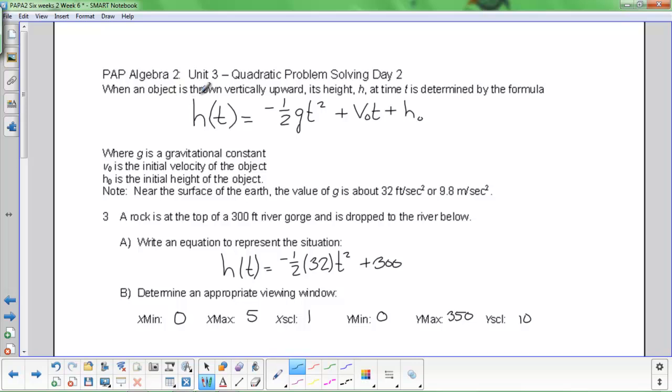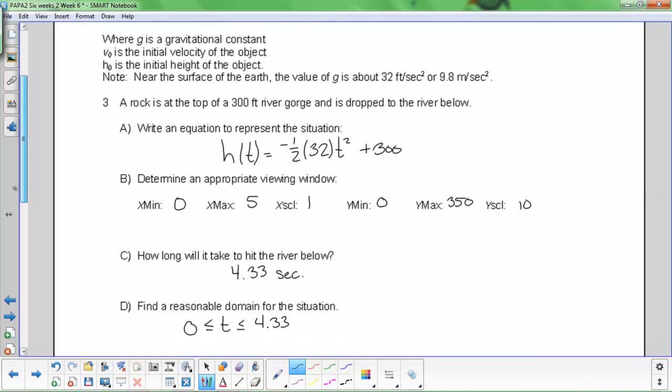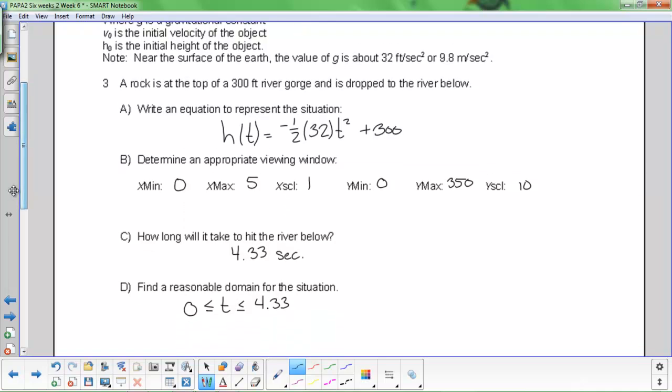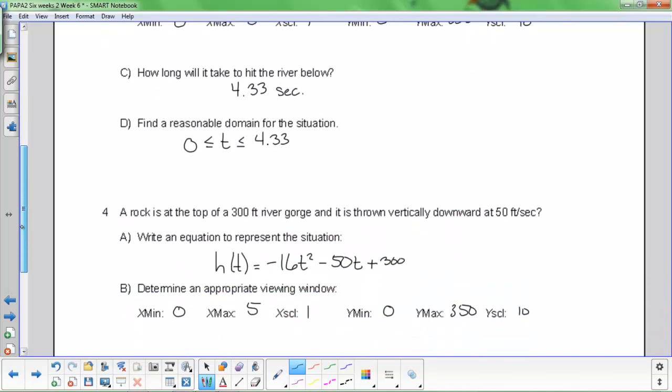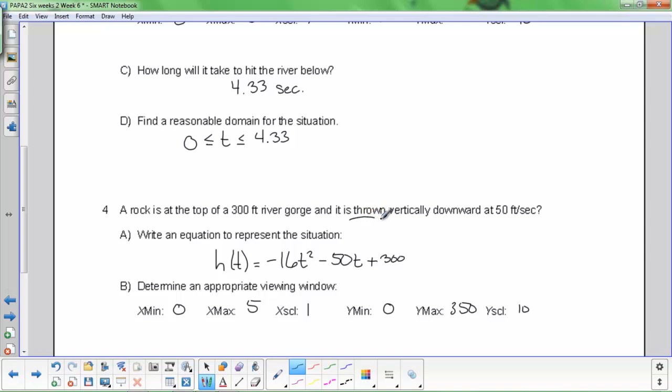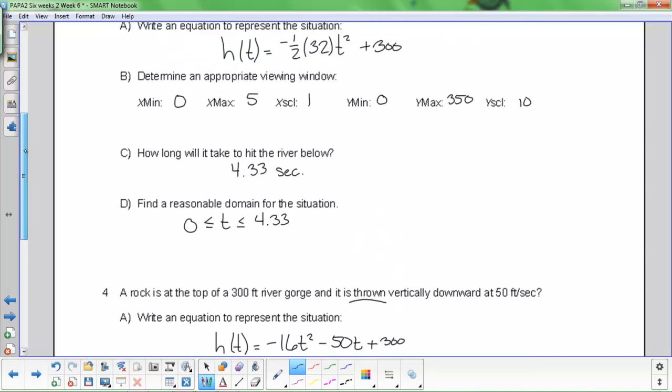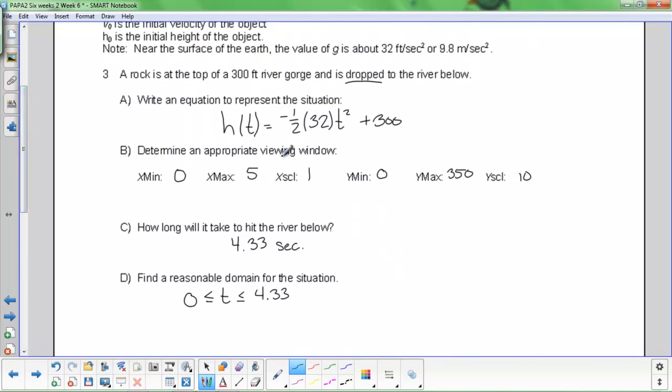So when an object is thrown vertically upward, this is the formula that you use. This is the explanation for all of these variables. Notice in example number 3, we are going to look at the difference between an object being dropped and an object being thrown, which is example number 4. In example number 3, there is no initial velocity.